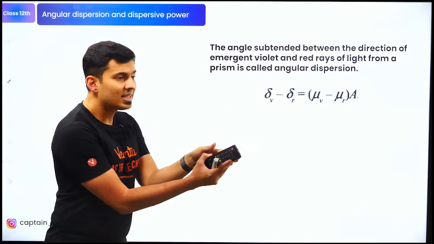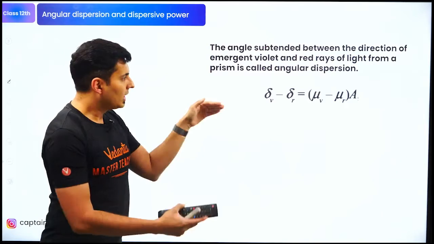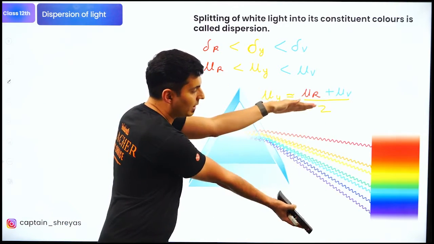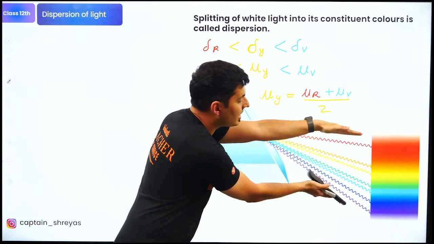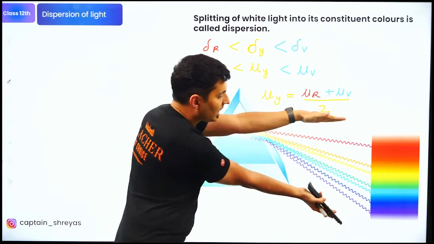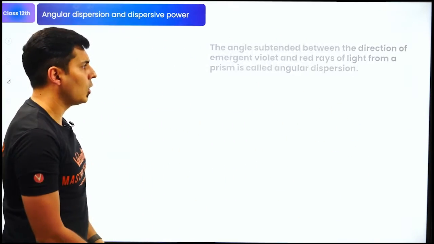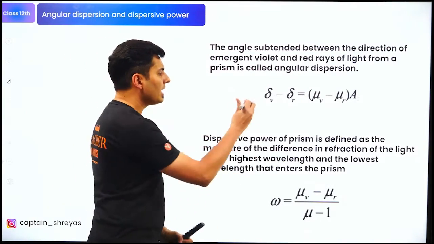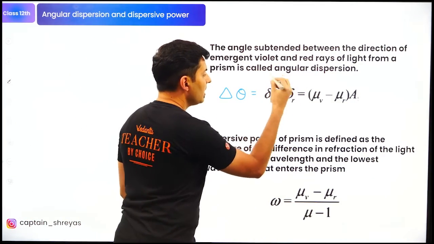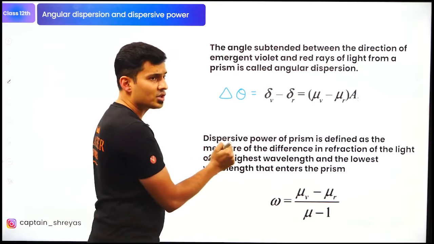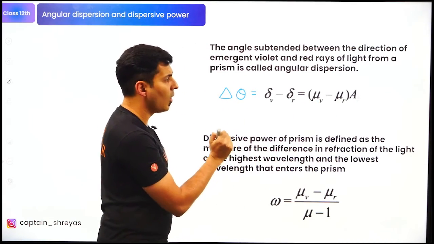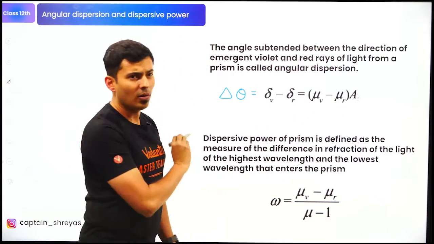So angular dispersion is the spread of the light of the extreme wavelengths. So how much does the red and the violet light spread by? The angle between these two extreme wavelengths is basically the angular spread or just the angular dispersion. If this angle is less, the angular dispersion is also going to be less, and that formula is nothing but the deviation of the violet minus deviation of red, which is also equal to refractive index of violet minus refractive index of red into the angle of prism.